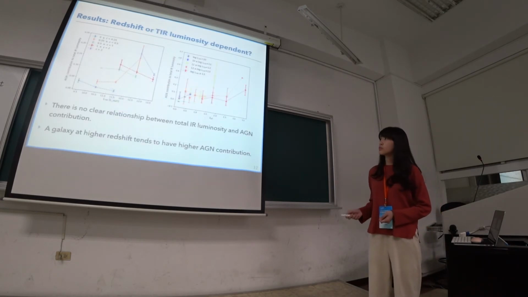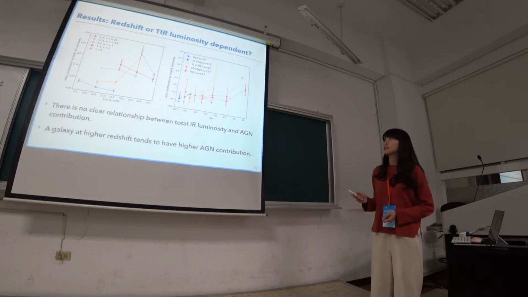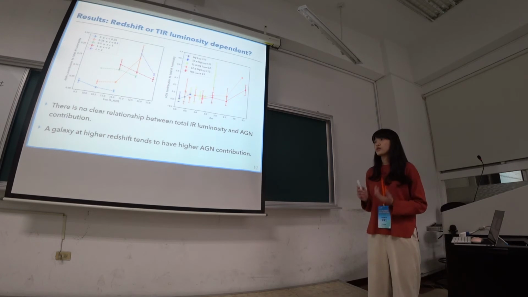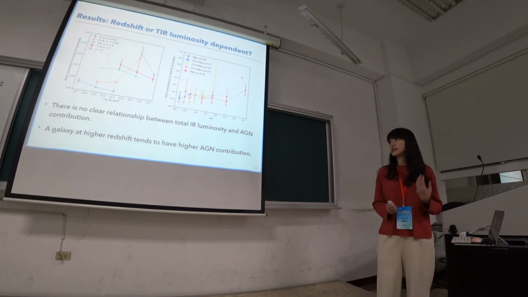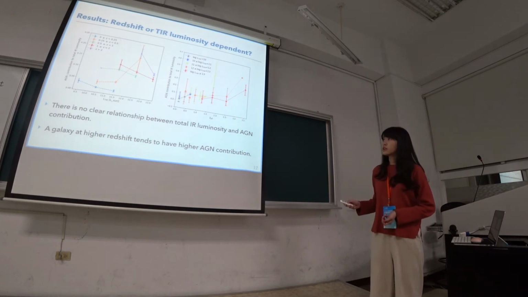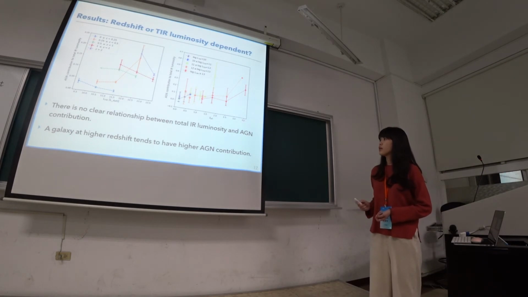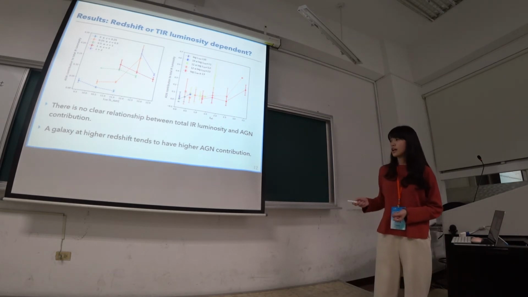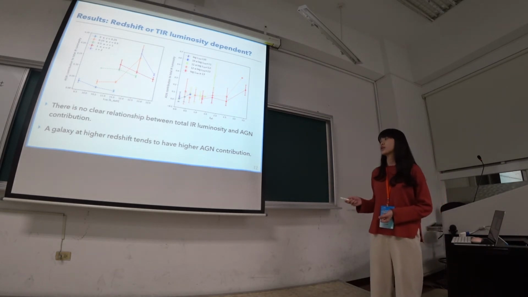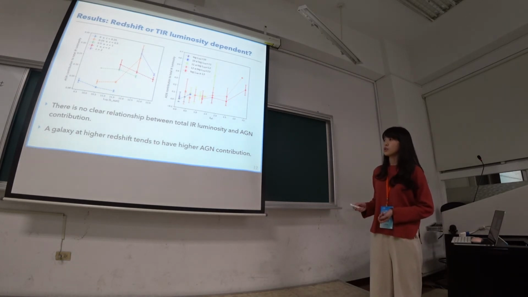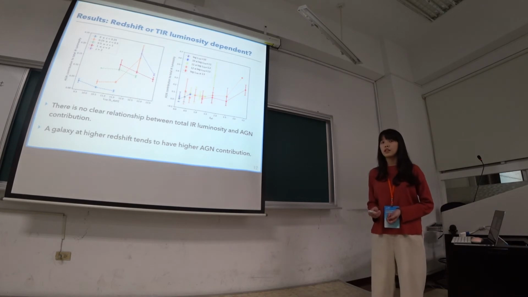Therefore, we bin the redshift and the total infrared luminosity to see whether the contribution is redshift dependent or infrared luminosity dependent. From the figures, comparing these two figures, we believe that a galaxy with higher redshift tends to have higher AGN contribution. But it's not clear that there is a relationship between the total infrared luminosity and AGN contribution.